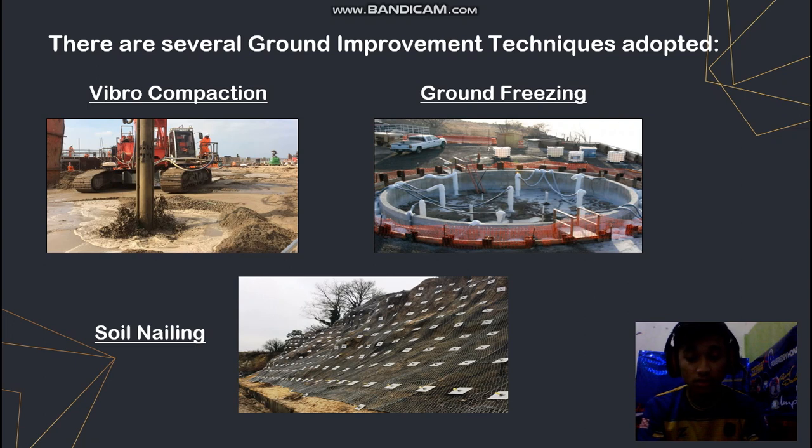Next is ground freezing. Ground freezing is used to provide regional groundwater barriers and in mining operations for gold and other minerals. And lastly is soil nailing. This method can be used on either natural or excavated slopes, commonly used as a remedial measure to stabilize the embankment.